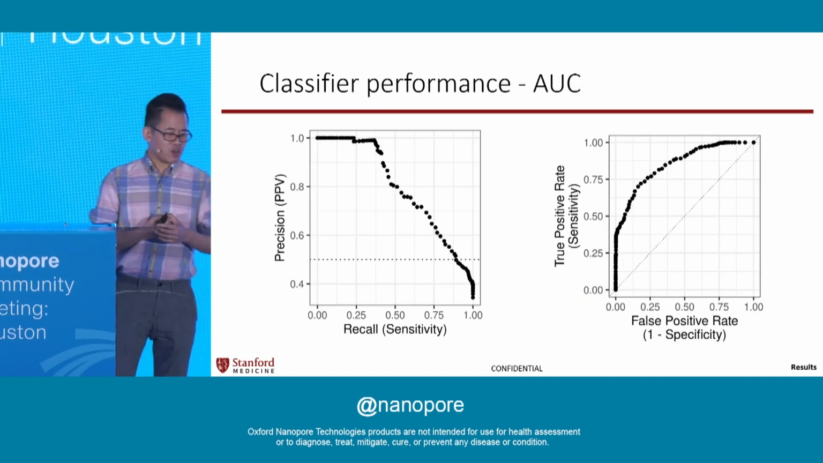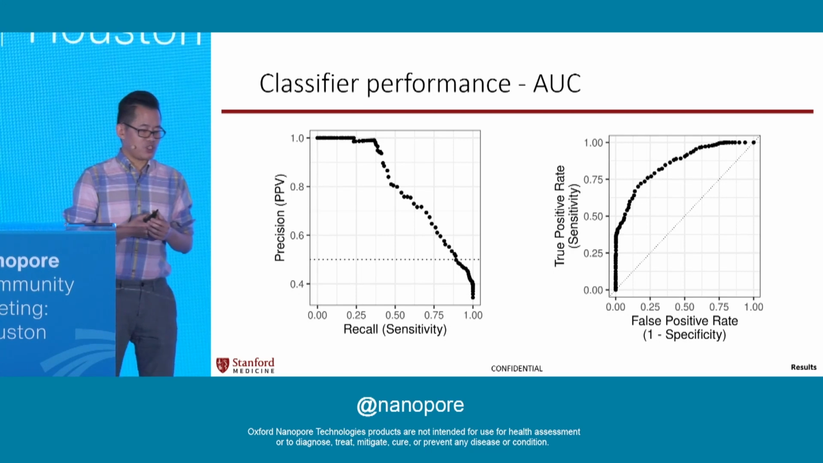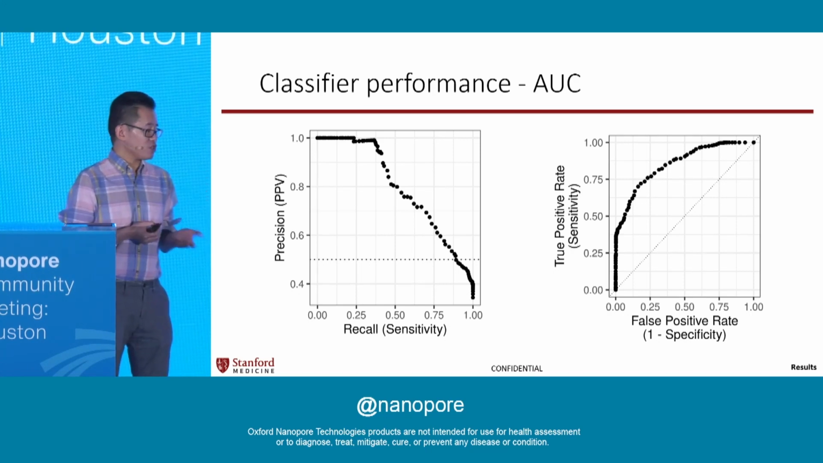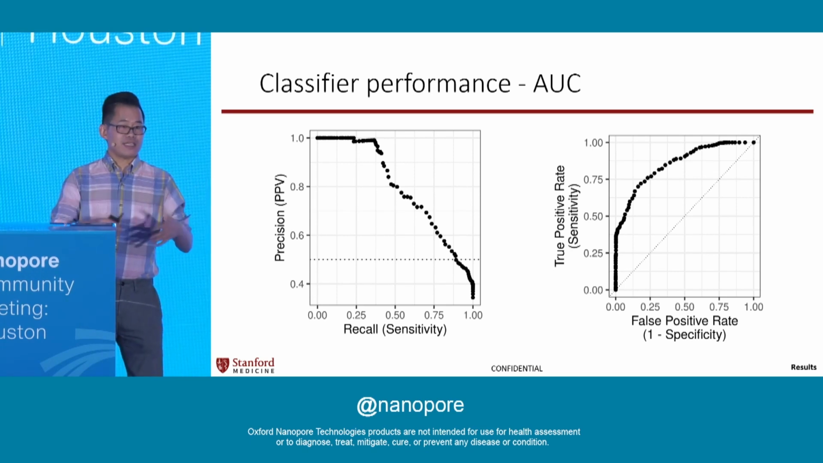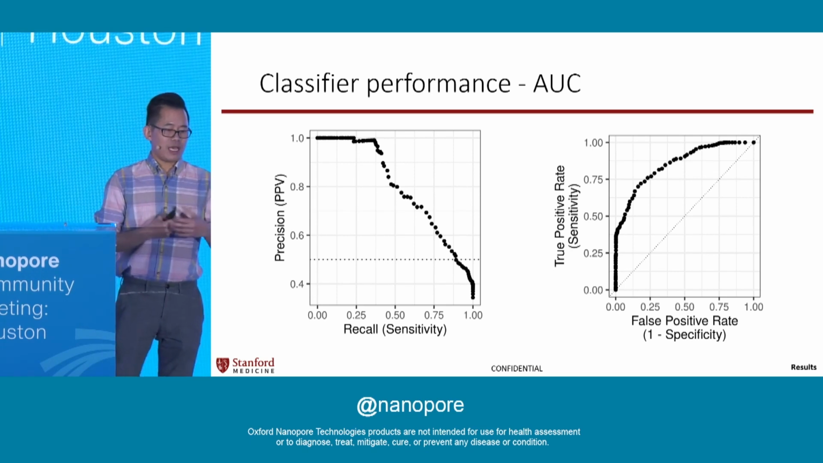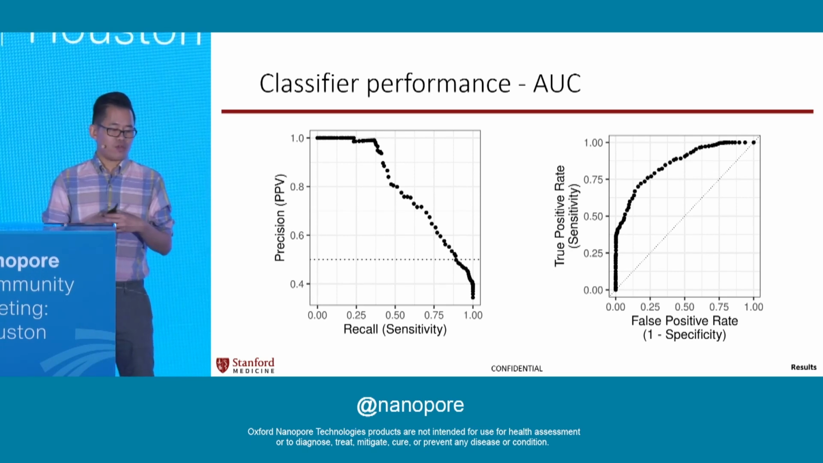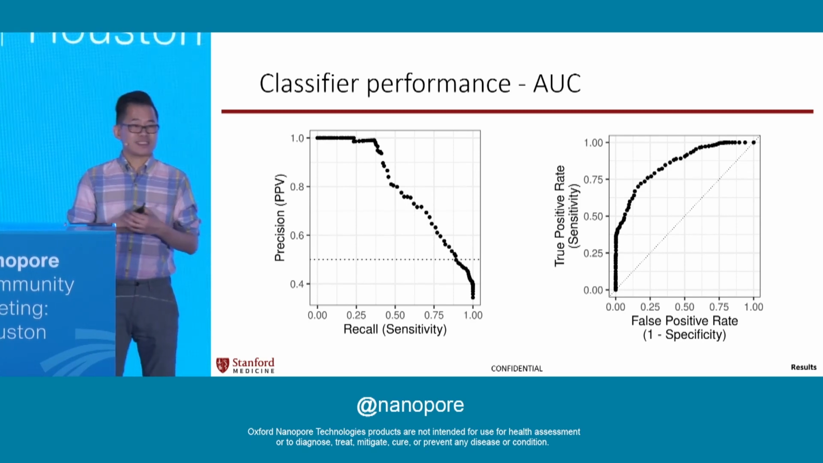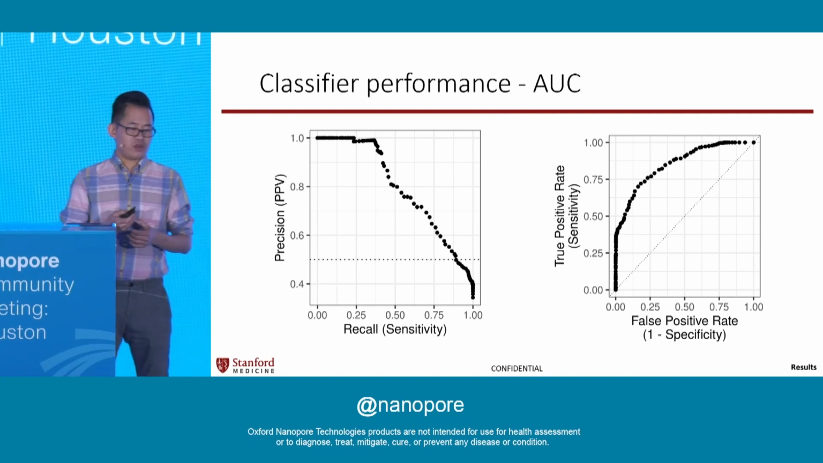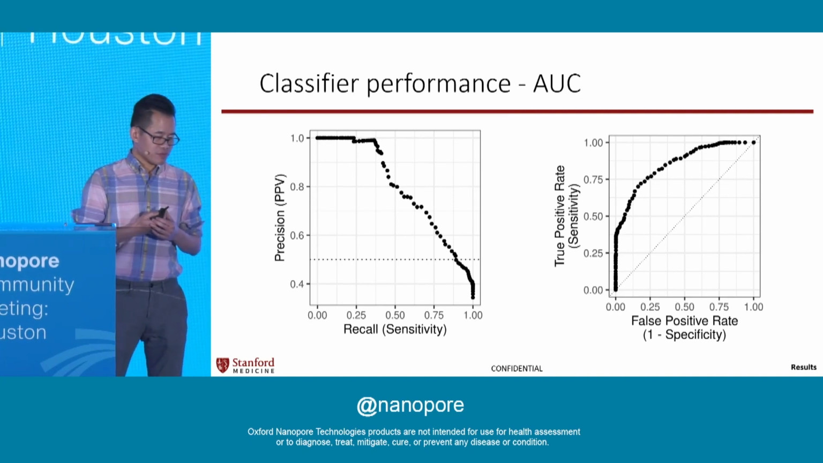These are some AUC curves. On the left-hand side is the precision recall curve. Precision is essentially, given a positive result, what's the likelihood that this is actually correct? And on the right-hand side is the classic ROC curve. What we can see is that the area under curve for both of these is roughly around 0.8, which is really good for a machine learning model.